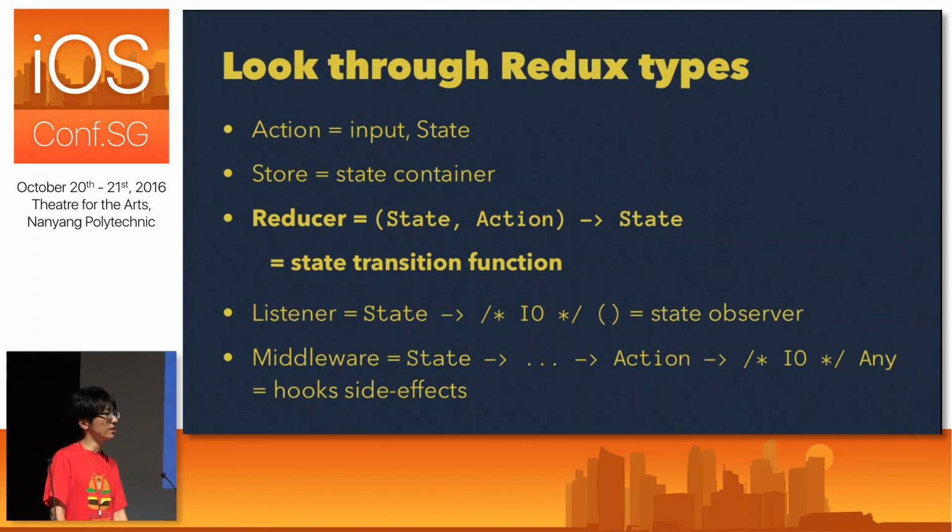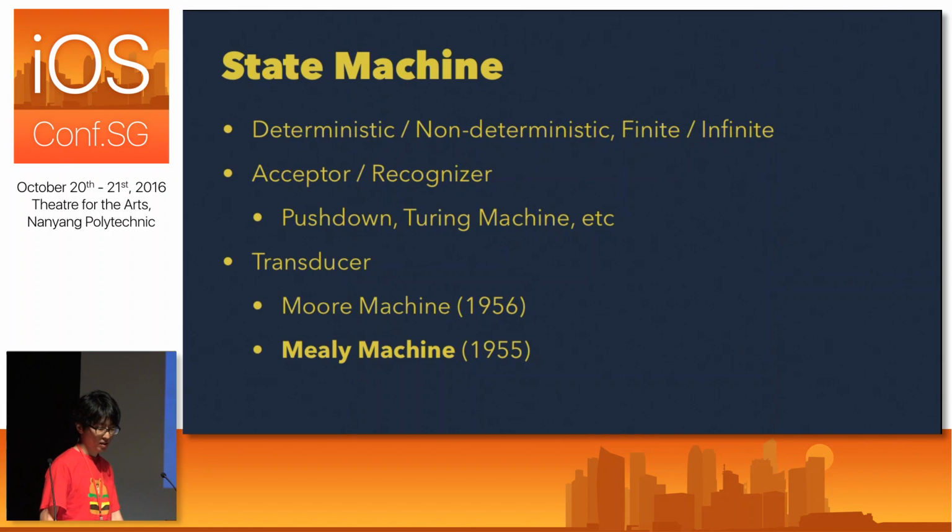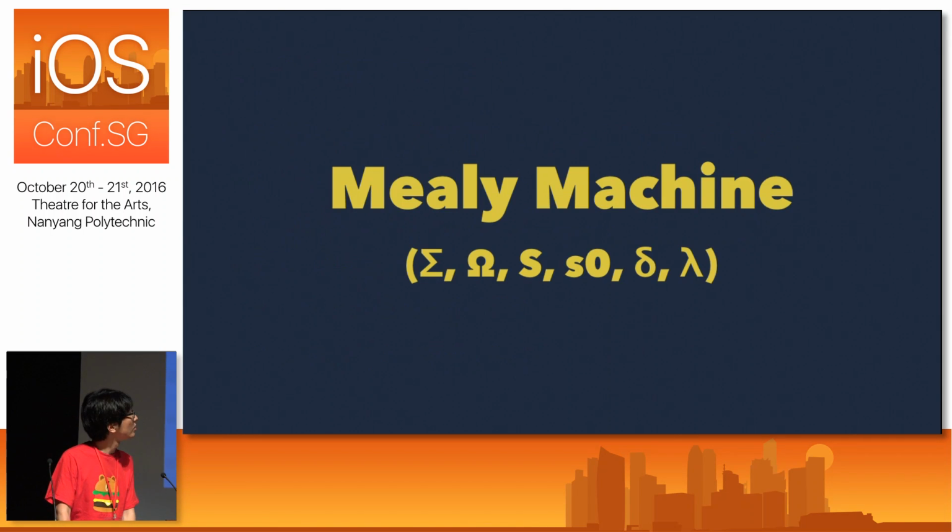If you have ever learned computer science before, this is just a state machine, or what we also call an automaton. The topic of state machines is too deep to discuss, so I will only pick one. In short, Redux is almost the same as a Mealy machine. Then, what is a Mealy machine?